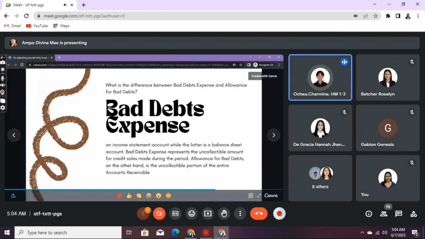So, what is the difference between bad debts expense and allowance for bad debts? Bad debts expense is an income statement account while the latter is a balance sheet account. Bad debts expense represents the uncollectible amount for credit sales made during the period. Allowance for bad debts, on the other hand, is the uncollectible portion of the entire accounts receivable. So when it is bad debts, the keyword is uncollectible amount for credit sales.